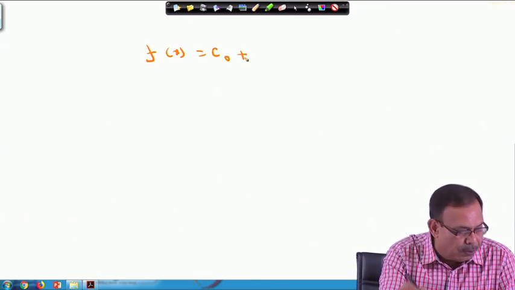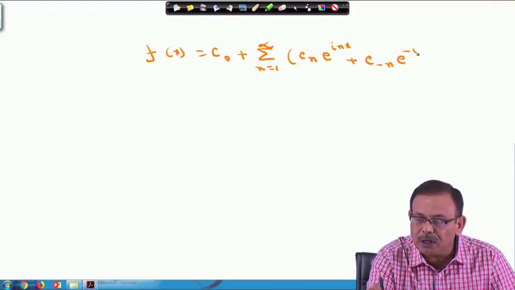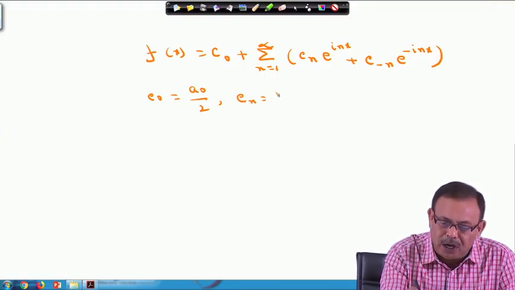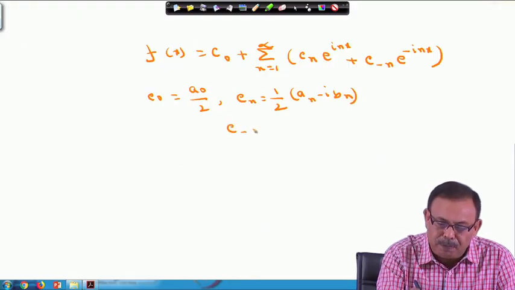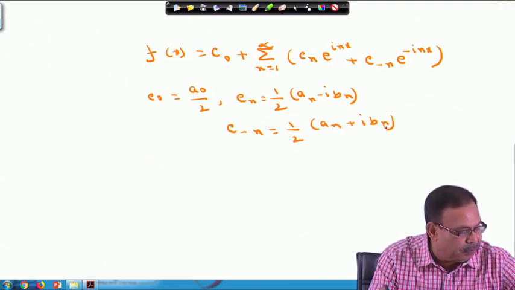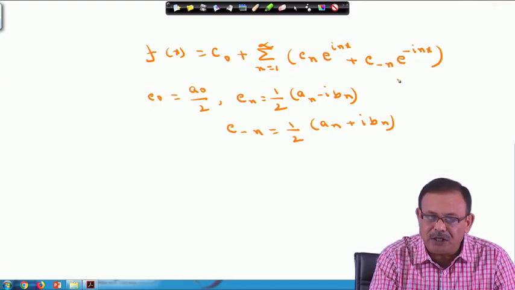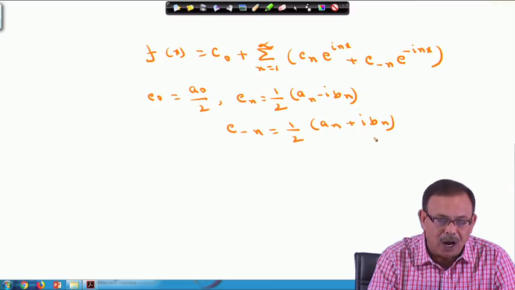So I can write this directly as f(x) equals, with some new coefficients, c0 + summation n = 1 to infinity of (cn e^(inx) + c(-n) e^(-inx)), where c0 is a0/2, cn will be half into (an minus i bn), and c(-n) will be half into (an plus i bn). Simply by using these, I am denoting the new constants c0, cn and c(-n), where c0 from the earlier equation is a0/2, cn is half into (an minus i bn), and c(-n) is half into (an plus i bn).